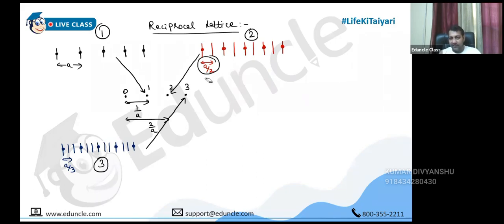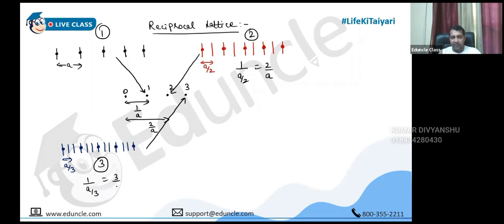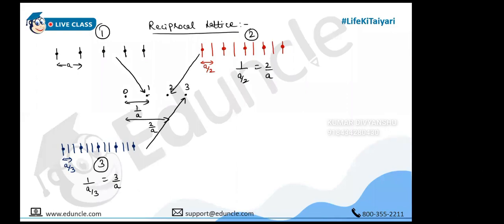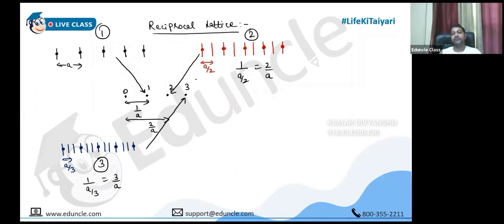Now, the distance here was A by 2. So just do the reciprocal of this. This will become 2 by A, and similarly here, reciprocal of this, this will become 3 by A, like this. Okay? So each of these points is representing this complete set. This is what I'm saying. Now please check.